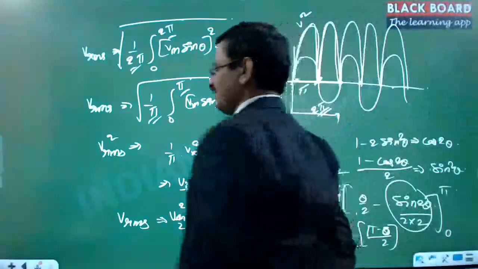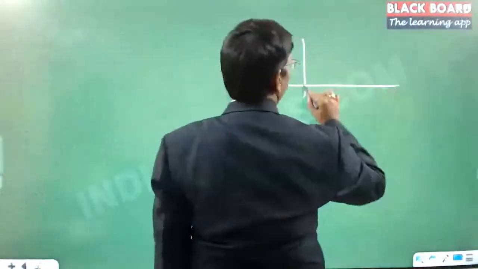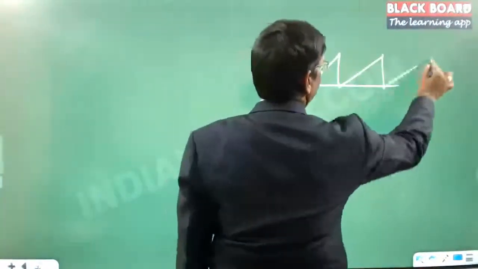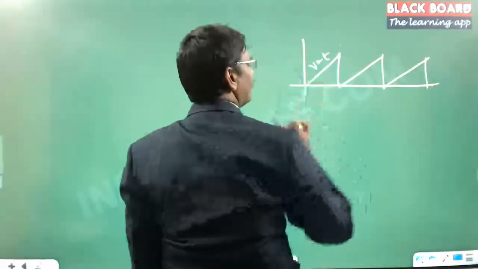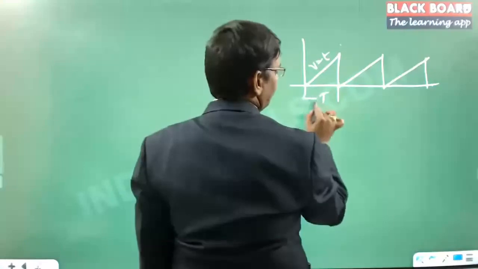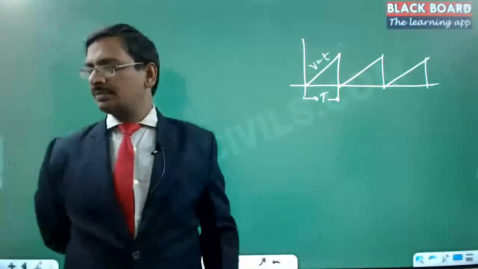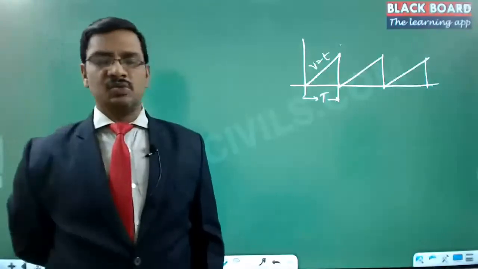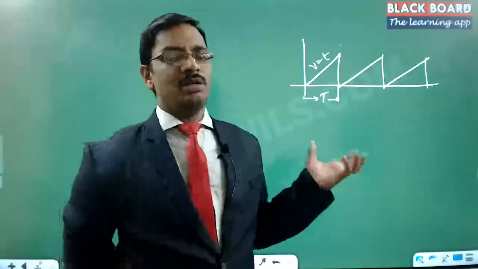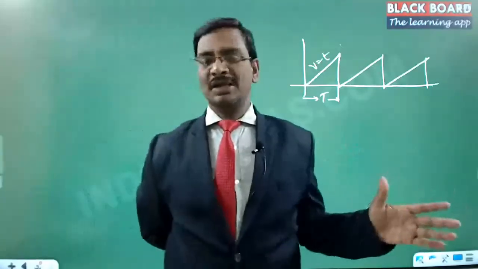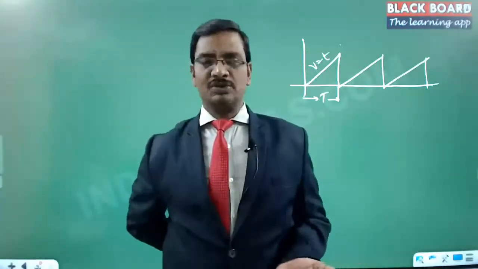Now suppose I give you a triangular waveform. You tell me what the RMS value is for the same triangular wave for which we calculated the average value. Here V is equal to T, and this is the period. Tell me what the RMS value is for this. This was asked once in UPSC, RMS value and average value calculations. So we need to understand these fundamentals, because the methodology is the same irrespective of whatever waveform you take.